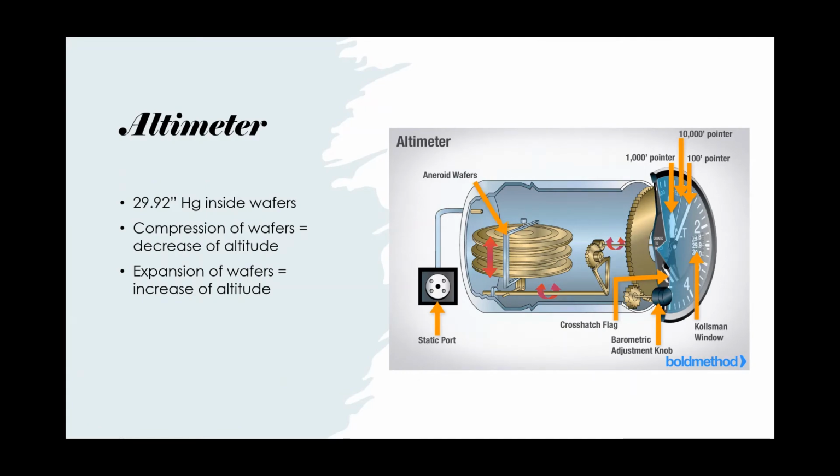This is your altimeter. Your altimeter within the wafer has 29.9 inches of mercury. As the wafers are compressed, it means higher pressure, which would be a decrease in altitude. As your wafers expand, it shows you have lower pressure, and an increase in altitude is achieved by the aircraft.